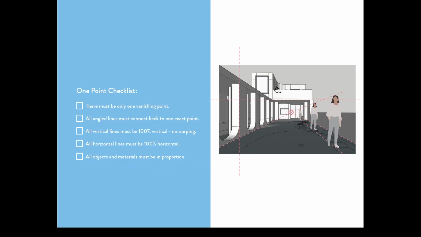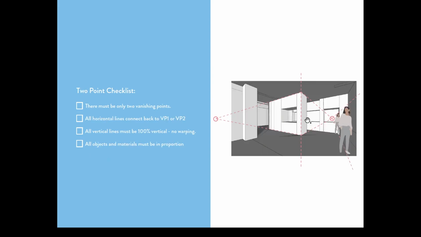Horizontal lines must be 100% horizontal, which is straightforward. We can see this pink line running through here. That's horizontal. This is horizontal until it gets to this curve. That's horizontal. Top of here, that's horizontal. Perfect. And all objects and materials must be in proportion. So this is your set of rules. We also have a set of rules if we have a 2-point perspective.